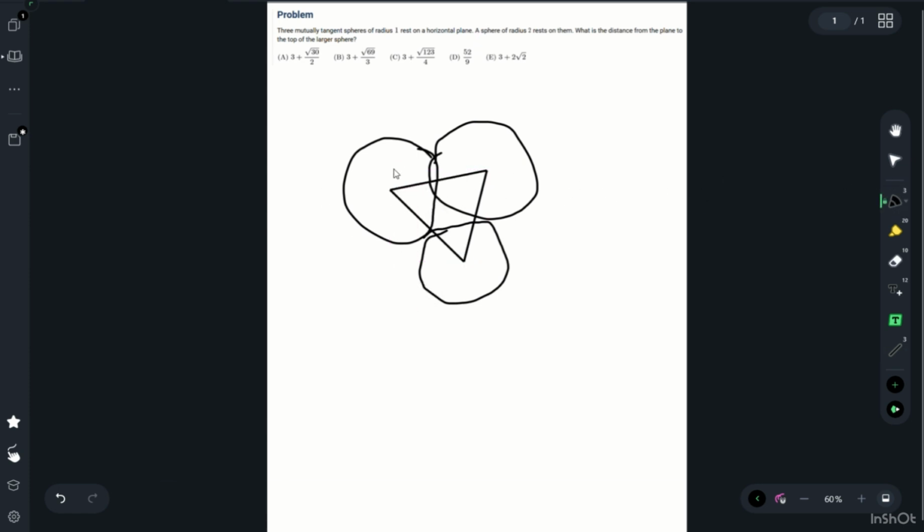So as you can see, this connects up the centers to make this equilateral triangle. And remember, because we know that the radius of these is 1, the side lengths of these are 2. Because we know that this is 2, we now have to look at the larger sphere.